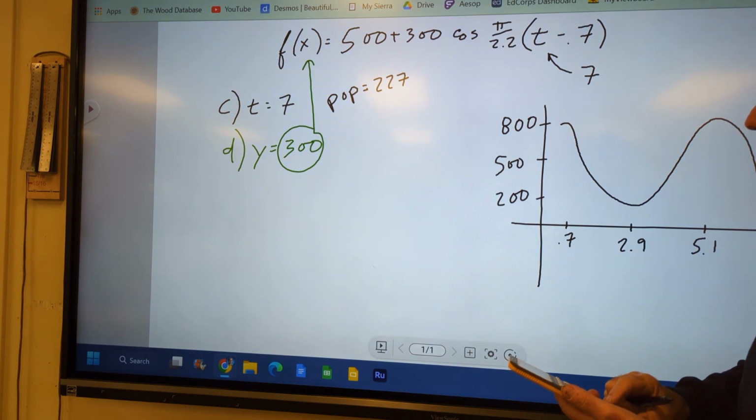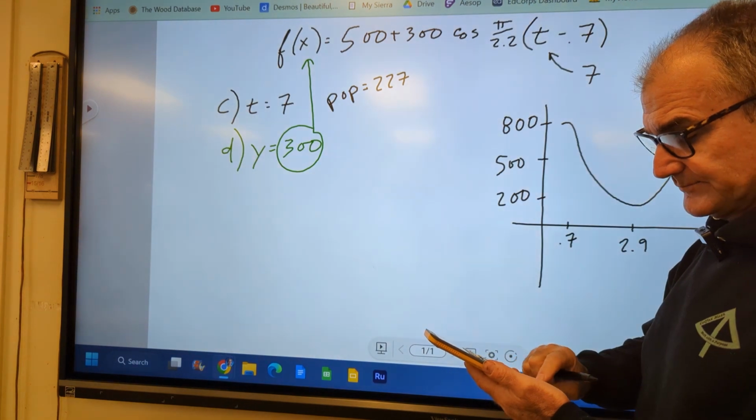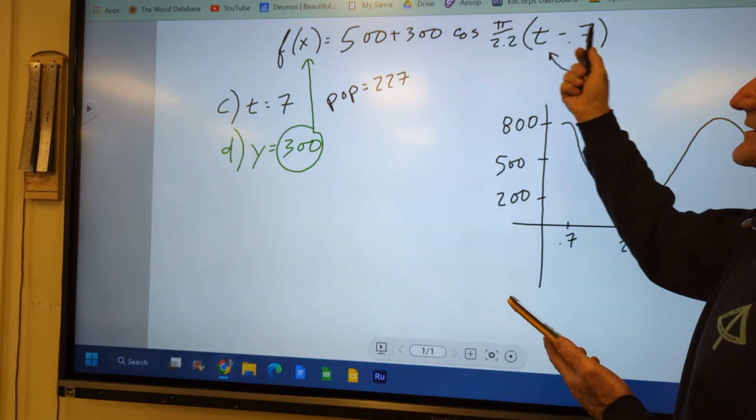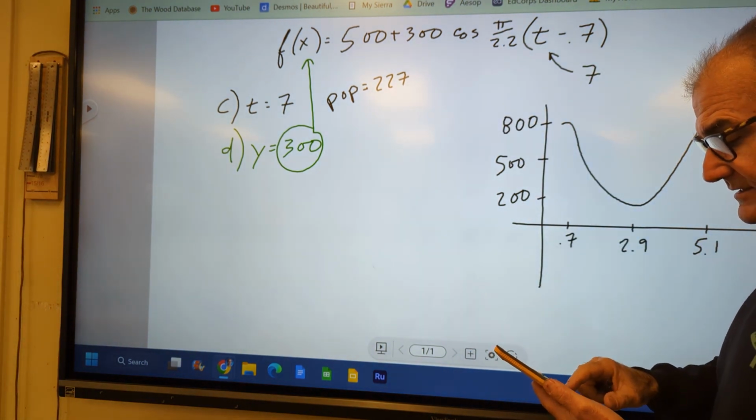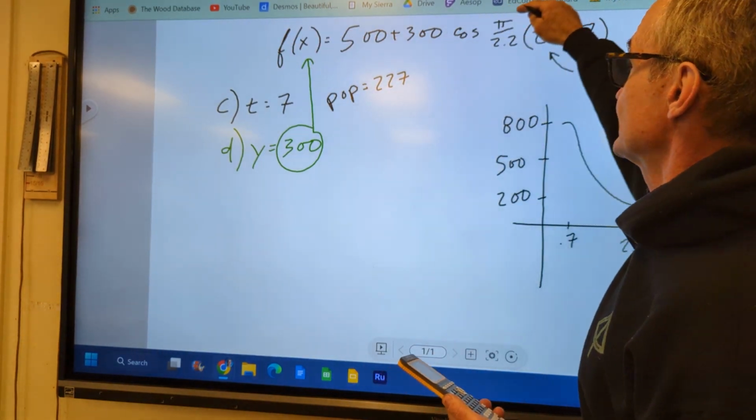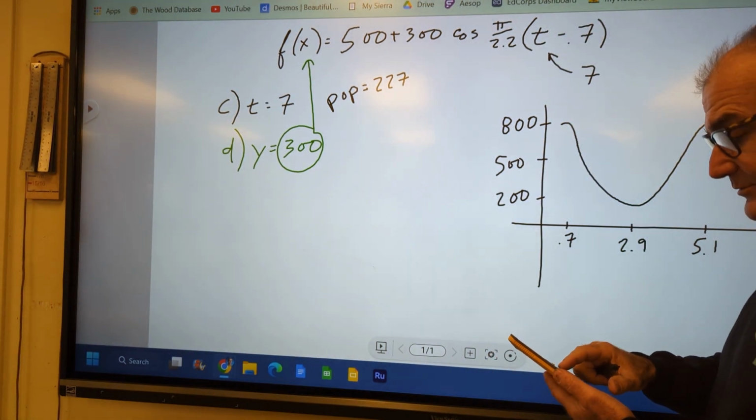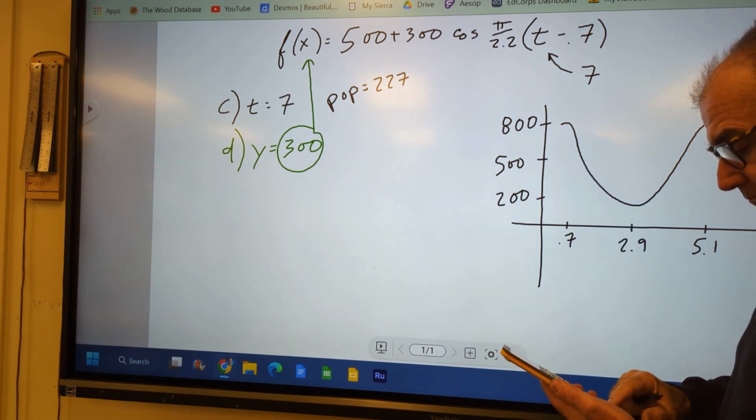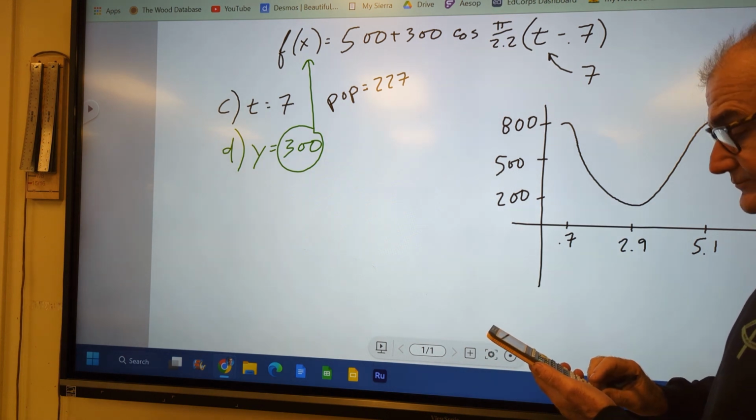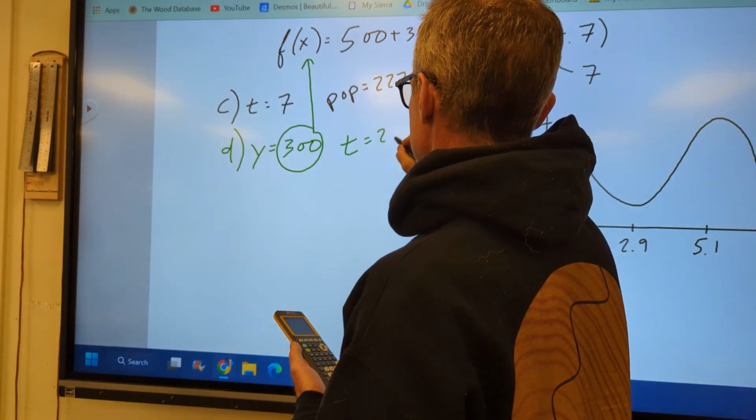I go 300 minus 500 divided by 300. That's going to give you negative 0.67 equals this whole thing. I'm going to take the inverse cosine of both sides, 2.3. So 2.3 equals pi over this times that. So I'm going to divide both sides by the quantity pi over 2.2. And then I'm going to add 0.7 to both sides. So when y is 300, t is equal to 2.3.